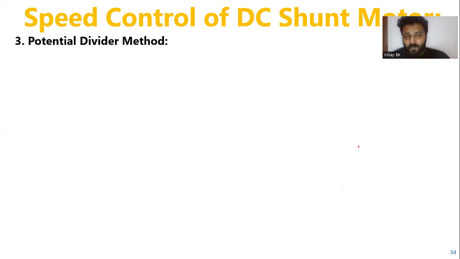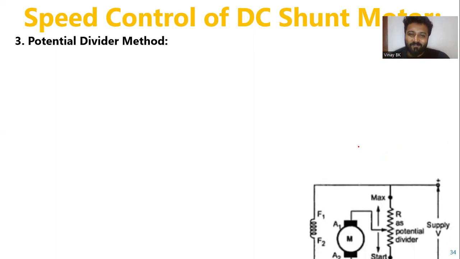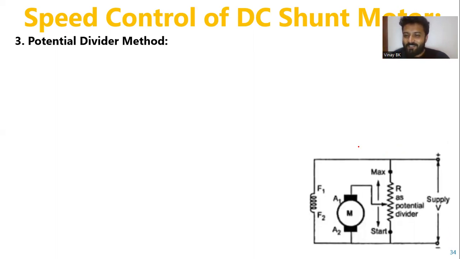The third method is the potential divider method. You can add one potential divider across the supply, and it has three positions: a central position, and the minimum and maximum. If you vary the value of this resistor, the drop across the armature varies.